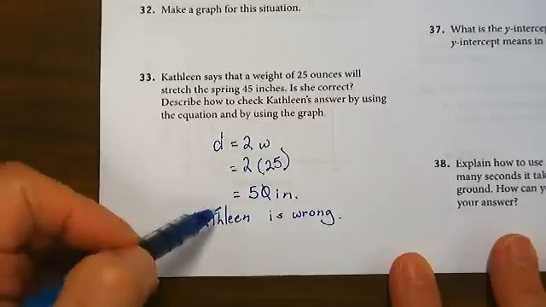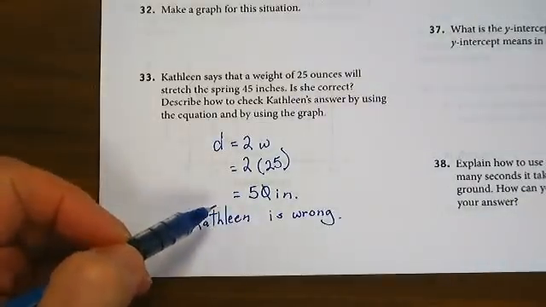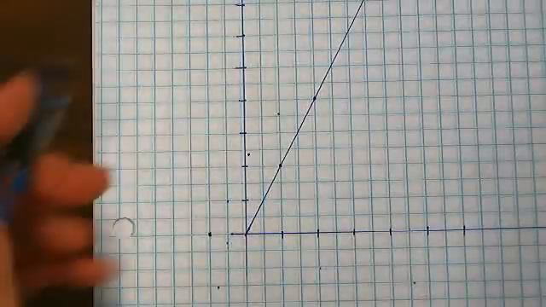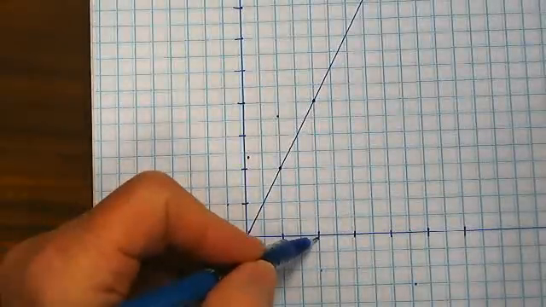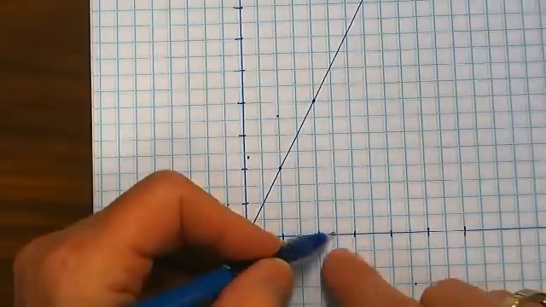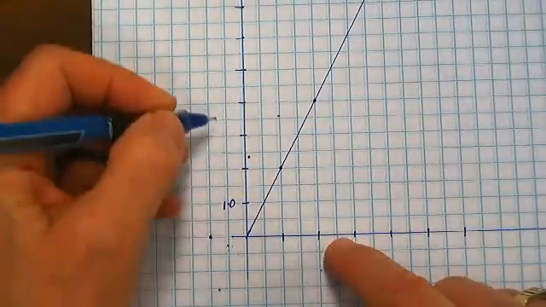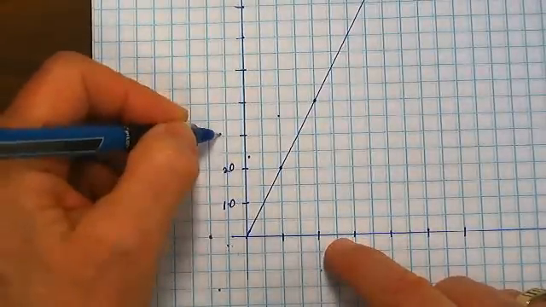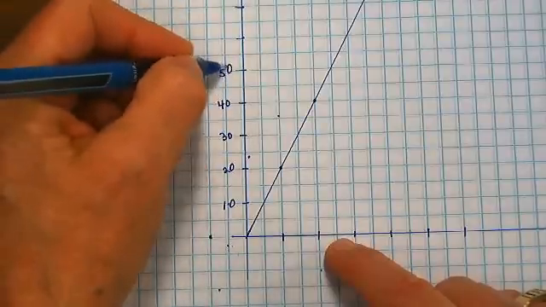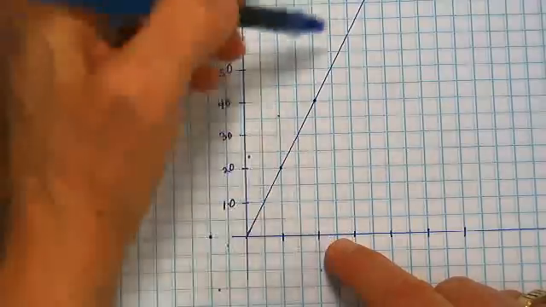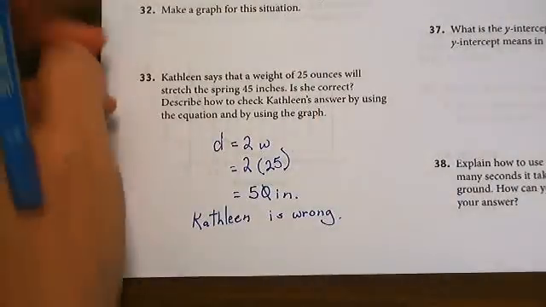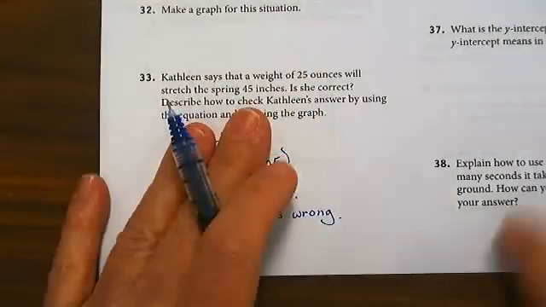We used the equation, now let's use the graph. 25 ounces, 10 ounces, 20 ounces, 30 ounces. So this would be 25 ounces, 10, 20, 30, 40, 50. 25, 50. Look at that, right on. So, yeah, Kathleen made a mistake. Wonder what she was thinking.